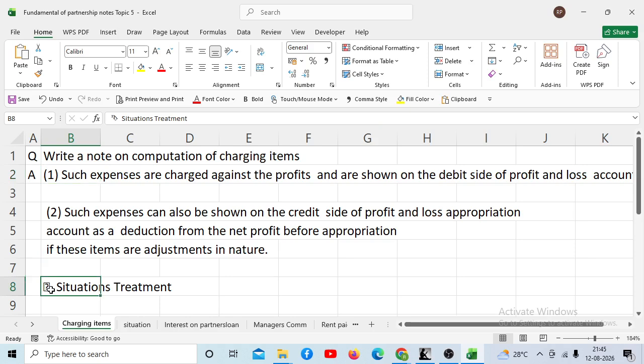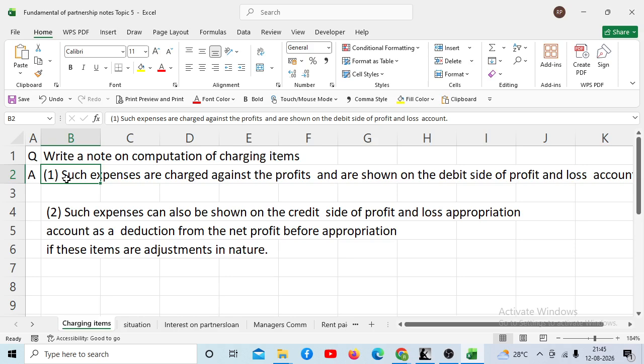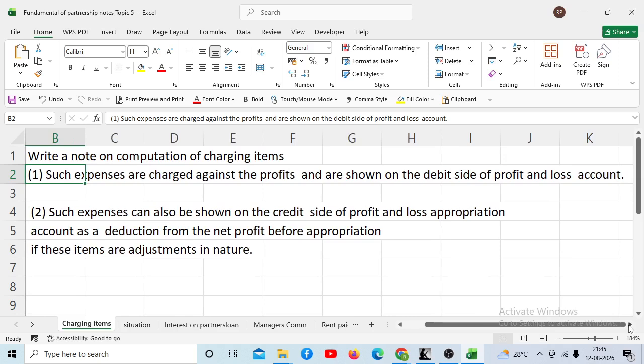Done. Okay, so see, the question is, write a note on computation of charging items. The first point is telling that such expenses are charged against the profit and are shown on the debit side of profit and loss account. This is one way of considering the charging items. Charging item means they are to be compulsorily charged, whether the firm is in profit or loss. Another way is, such expenses can also be shown on the credit side of profit and loss appropriation account as a deduction from the net profit before appropriation if these items are adjustments in nature, right?